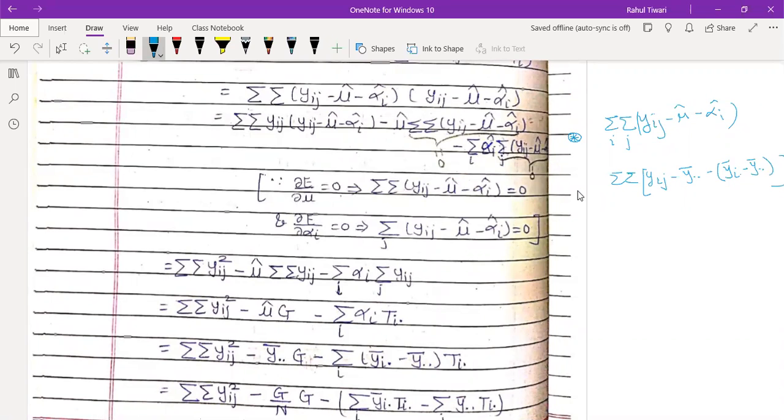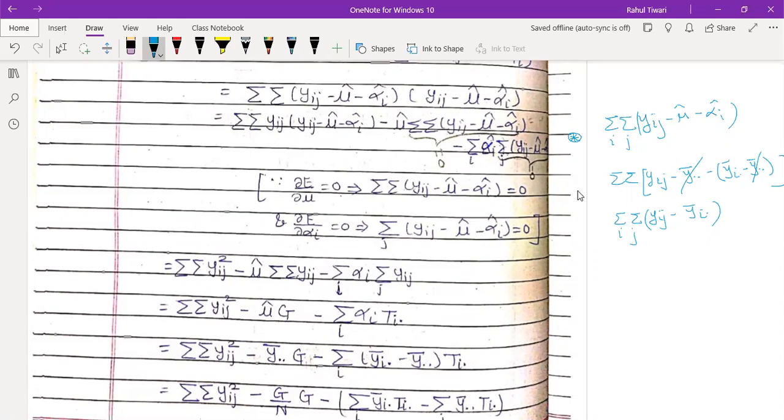If you substitute these values, what is this actually? Minus minus becomes plus, and this is minus, so this will get cancelled. What is remaining? Over the range of i, over the range of j.